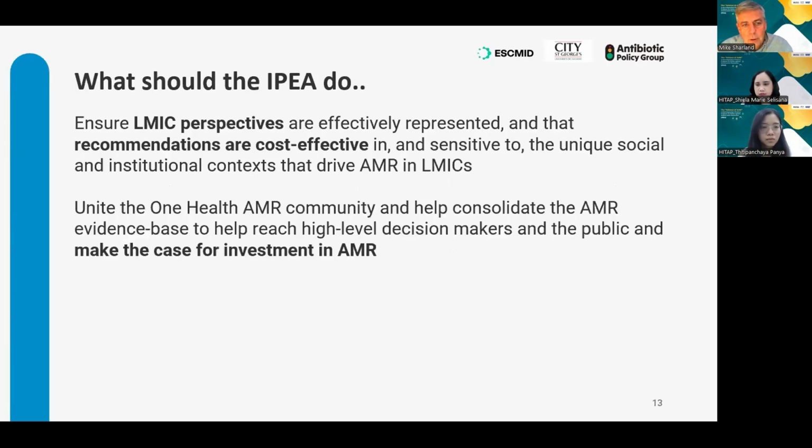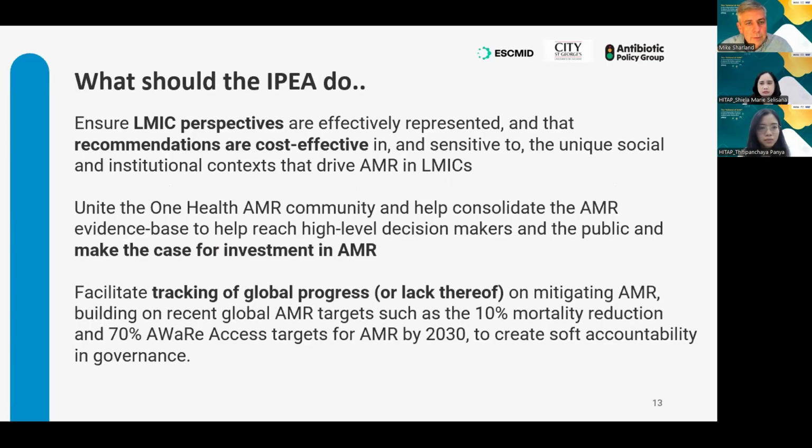So what should the IPEA do? Thanks, Ryan, for putting all those up. So I think some of the fundamental tenets when you're setting this up is that the panel must ensure that low and middle income countries' perspectives are represented and that the recommendations are really cost effective and sensitive to the unique social and institutional context that drives AMR in low and middle income countries. If the burden of AMR is in LMICs, then there really have to be recommendations that understand that context and understand the parameters and complexities of potential policy interventions.